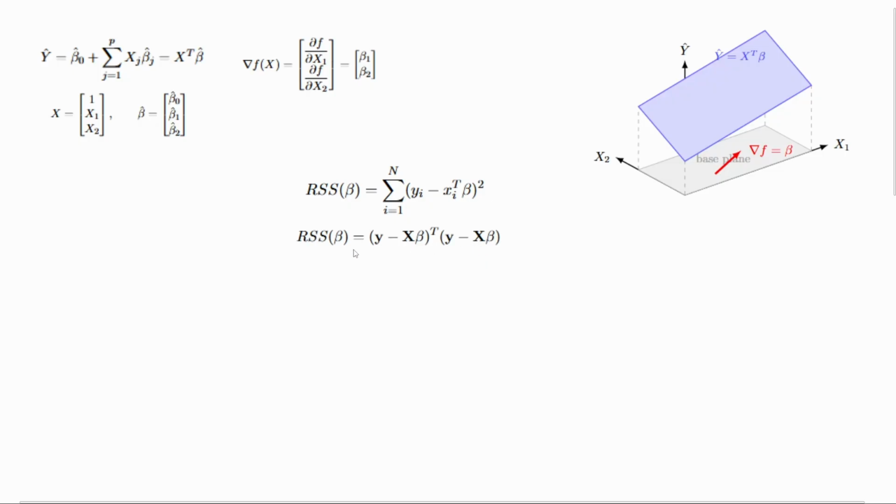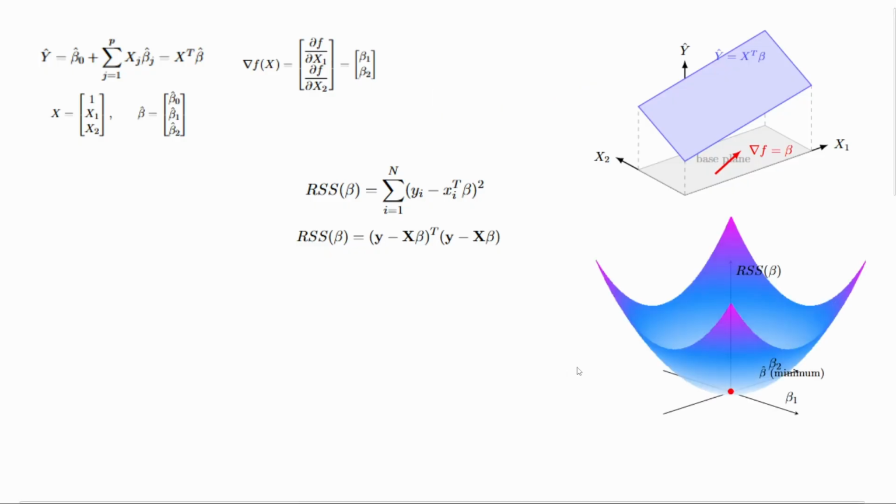Okay, using matrix notation, we can write it like this, since the squared second norm of a vector is equal to x transpose x, right? And if you plot the residual sum of squares in the beta space, it will look like a curved bowl like this, and you want to find the minimum, the beta that minimizes the RSS function.